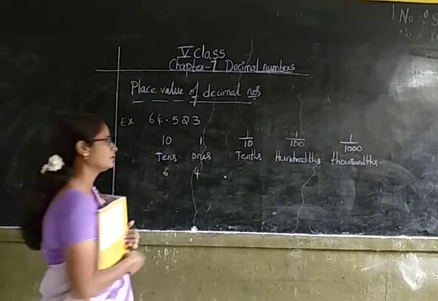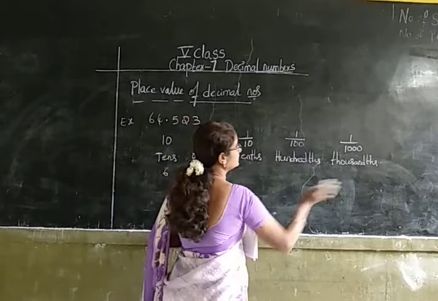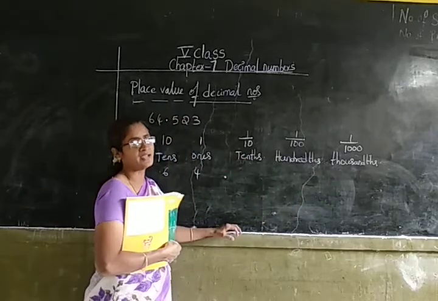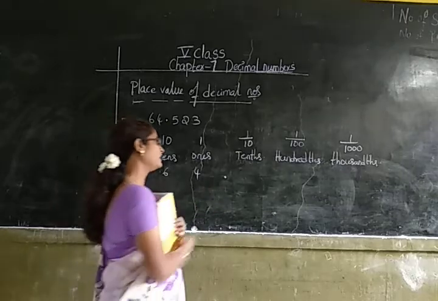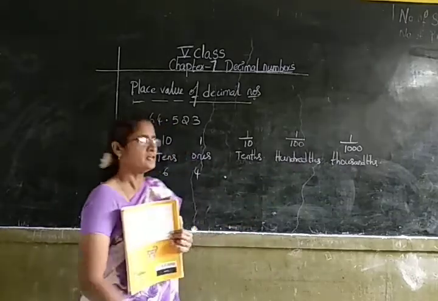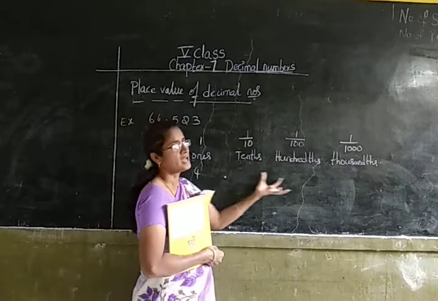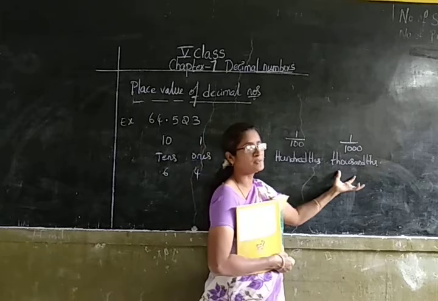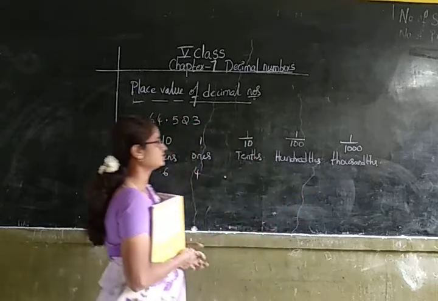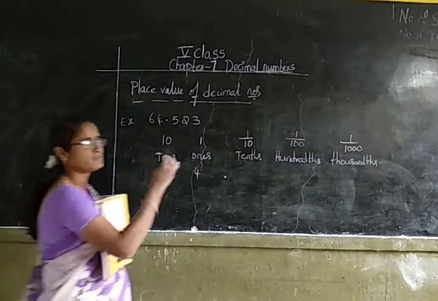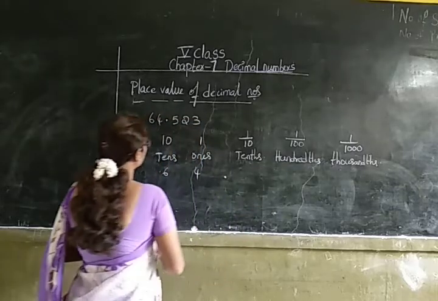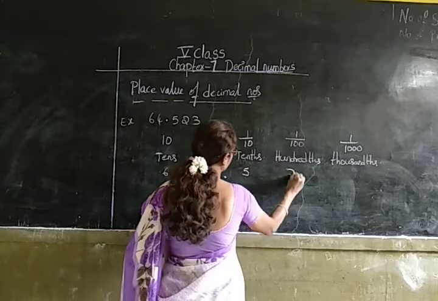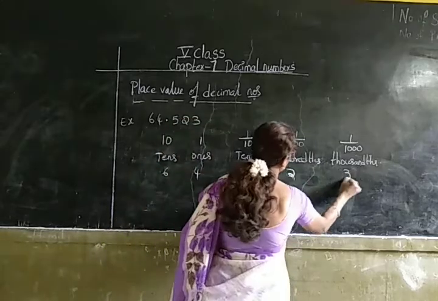Did you understand children? The place values decrease as we move to the right side, and increase as we move to the left side. It increases by 10 times as we move to the left, and decreases by 10 times as we move to the right. So the tenths place is smaller, the hundredths place is even smaller than the tenths place, and the thousandths place is even smaller than the hundredths place. Okay children. So in decimals the place values decrease. So 5 tenths, 2 hundredths and 3 thousandths.